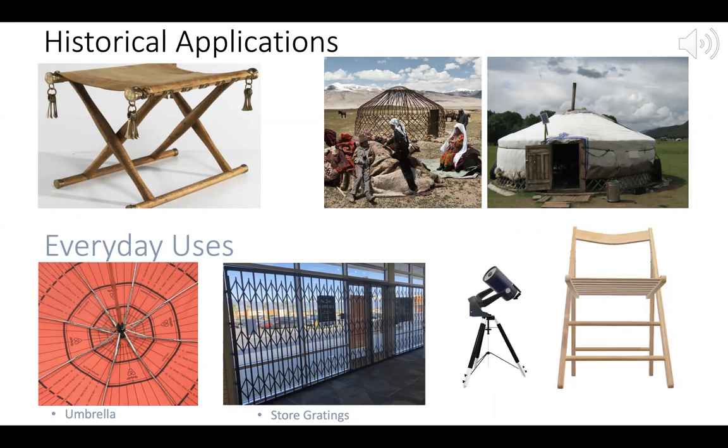So these structures evolved in history. They started off with simple applications like Egyptian hunting chairs and Mongolian nomadic yurts, but today we use them almost every day without even realizing it. For example, we use them in umbrellas. Stores use them to lock their doors. They're used in tents, foldable furniture, telescopes, tripods, elevator doors, and so much more.